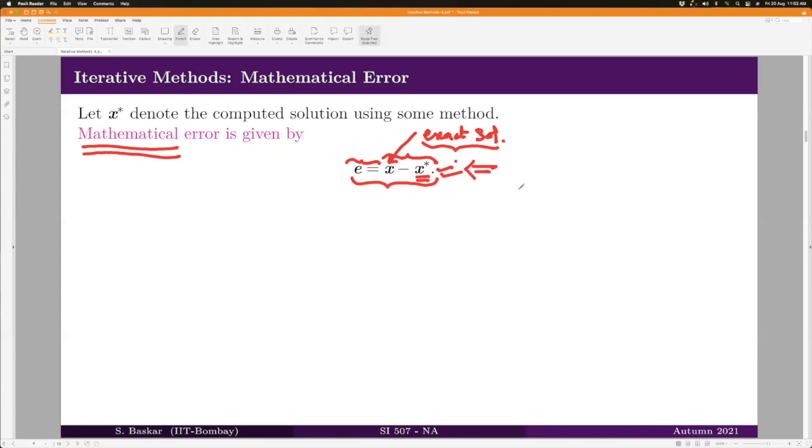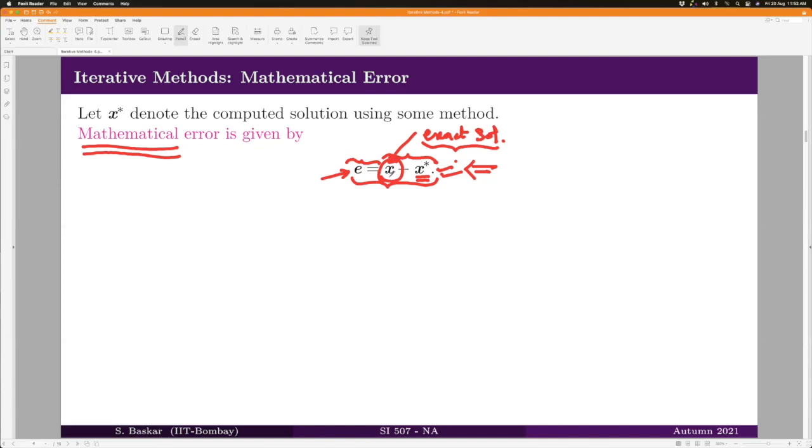Now the question is, can I get the mathematical error without knowing the exact solution? That is the interesting question. As long as you are working with a linear system, it is nice to know that we can get the mathematical error without knowing the exact solution. That may sound a bit surprising, but let us see how to do that.